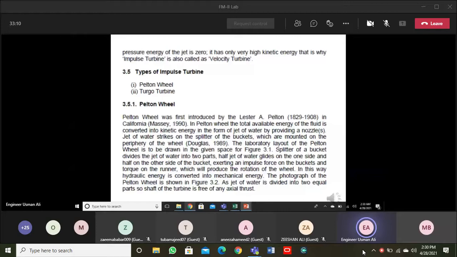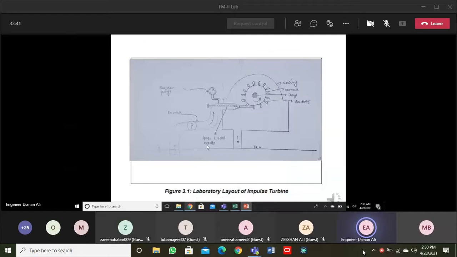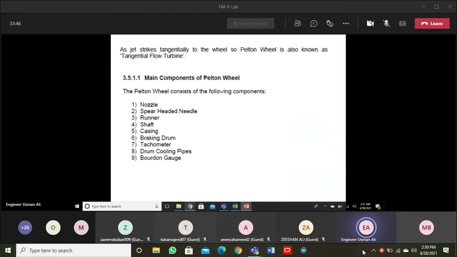This is the elevation of the bucket. As you can see, we have the splitter at the center, and there are two parts, and in the side view you can see the two parts at some angle, provided as it meets the sides of the bucket. So the jet strikes at the center of the splitter. We divide the jet into two equal parts, one half glides over one part of the bucket, and the other half of the jet glides over the other.